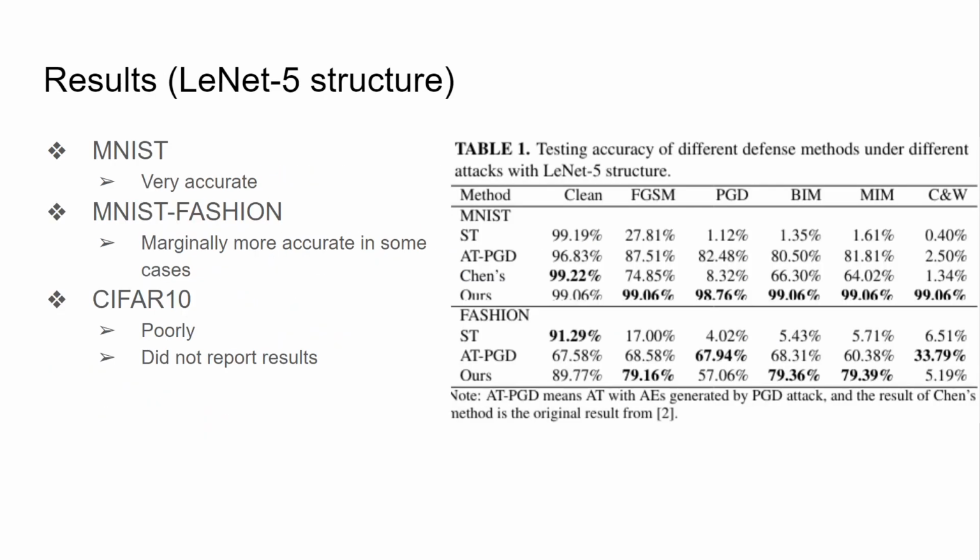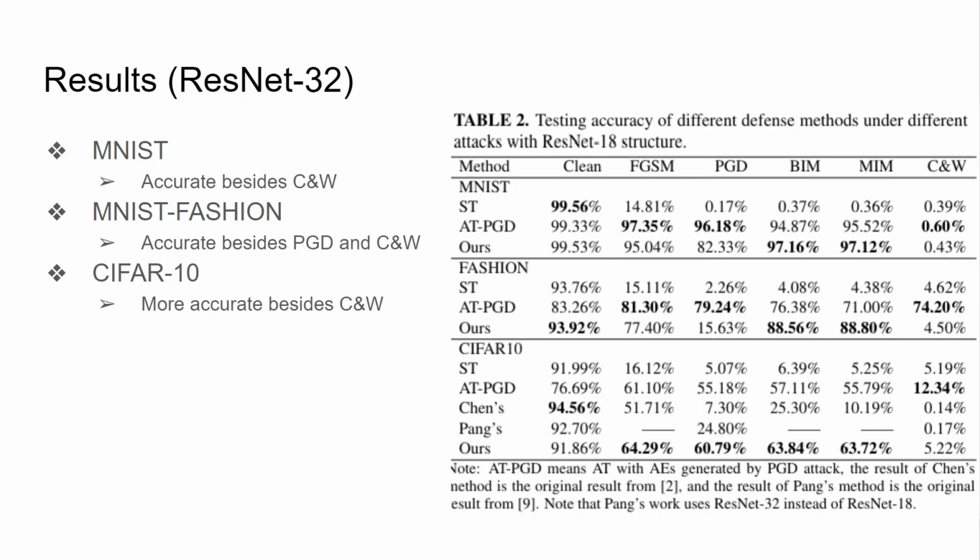So here are the results of LeNet 5. The MNIST digits worked very well, everything around 99% accuracy, even the attacks, and the Fashion improved on 3 of the 6, but as you can see the C and W attacks seem to really hurt it. The CIFAR 10 didn't do well. The people who wrote the report said that this was most likely due to LeNet 5 structure and not their algorithm, but who knows. And this is ResNet.